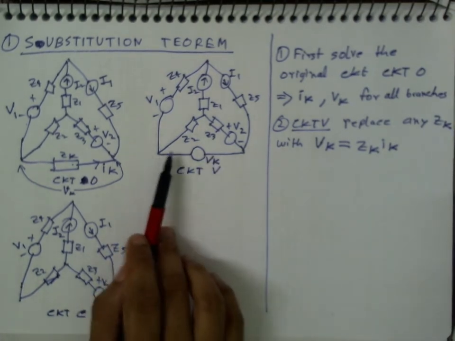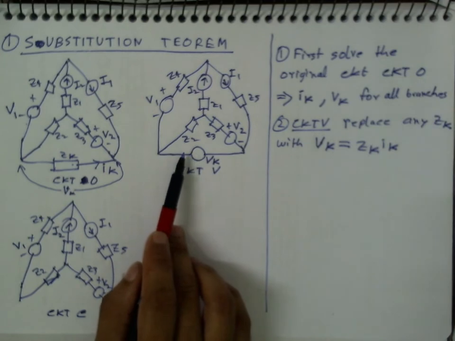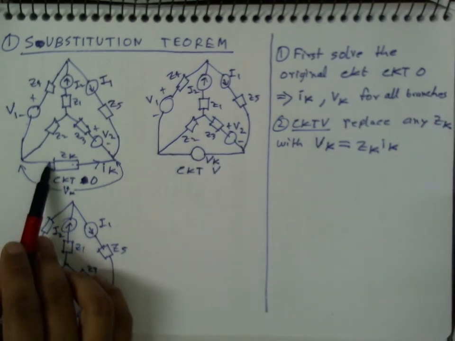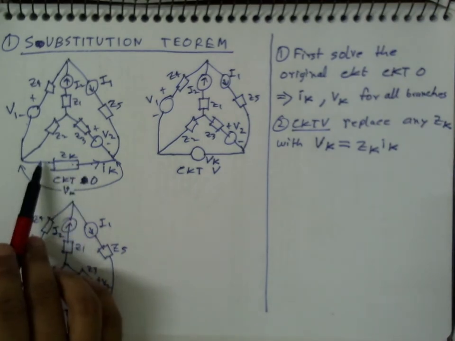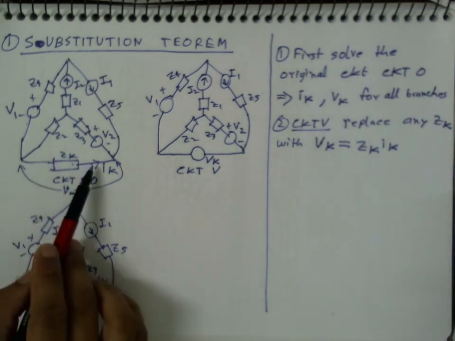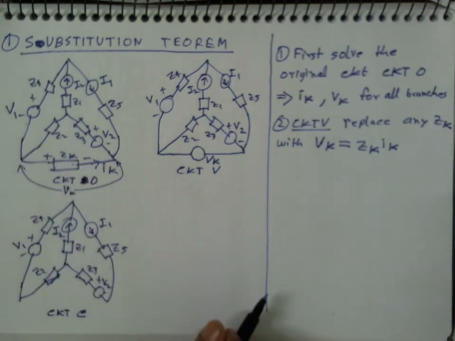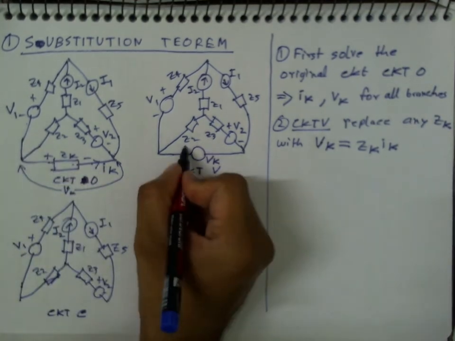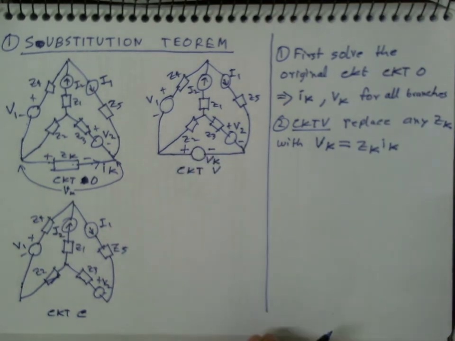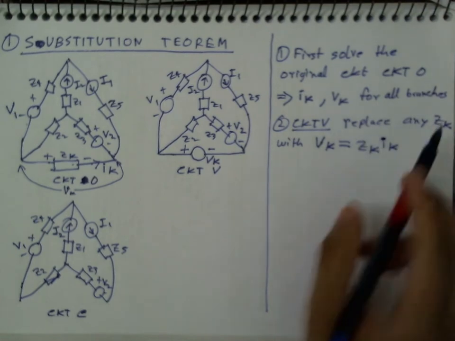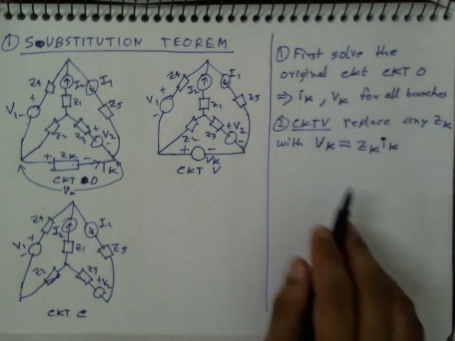And how should the plus minus terminals be here? In the original circuit, this side was at a higher potential than this side because current was flowing from here to here according to my chosen direction. That was my reference direction. So I will take this as plus and this as minus. Okay, so do this replacement, or this substitution.